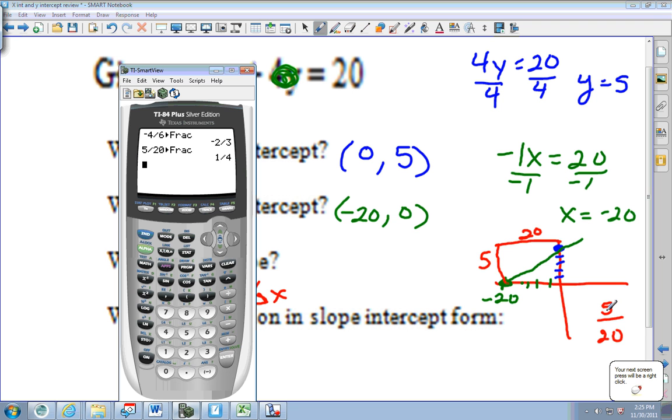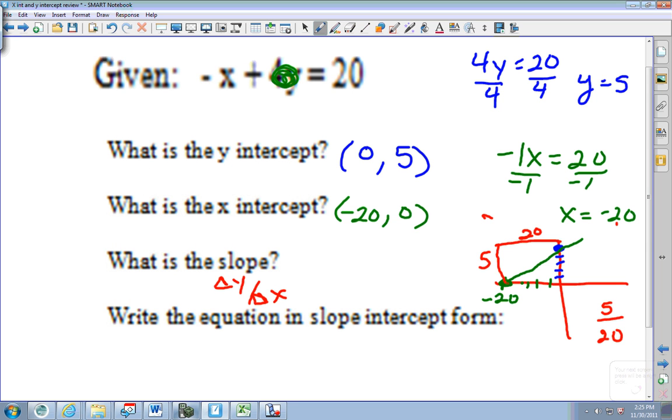Well, there we go. Let's see if I can get my pen to work again. Here we go. It equals 1/4. So my slope is 1/4.